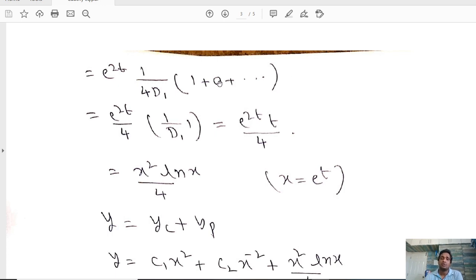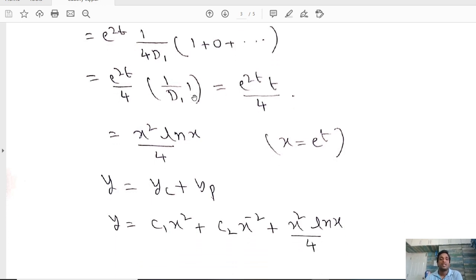Derivative of 1 is 0. That's why I'm not writing, just writing 1 here. So e power 2t by 4. Here 1 by d1 means integration, and d1 means derivation with respect to t. So 1 by d1 means integration with respect to t. So it becomes integration of 1 will be t. So e power 2t by 4.